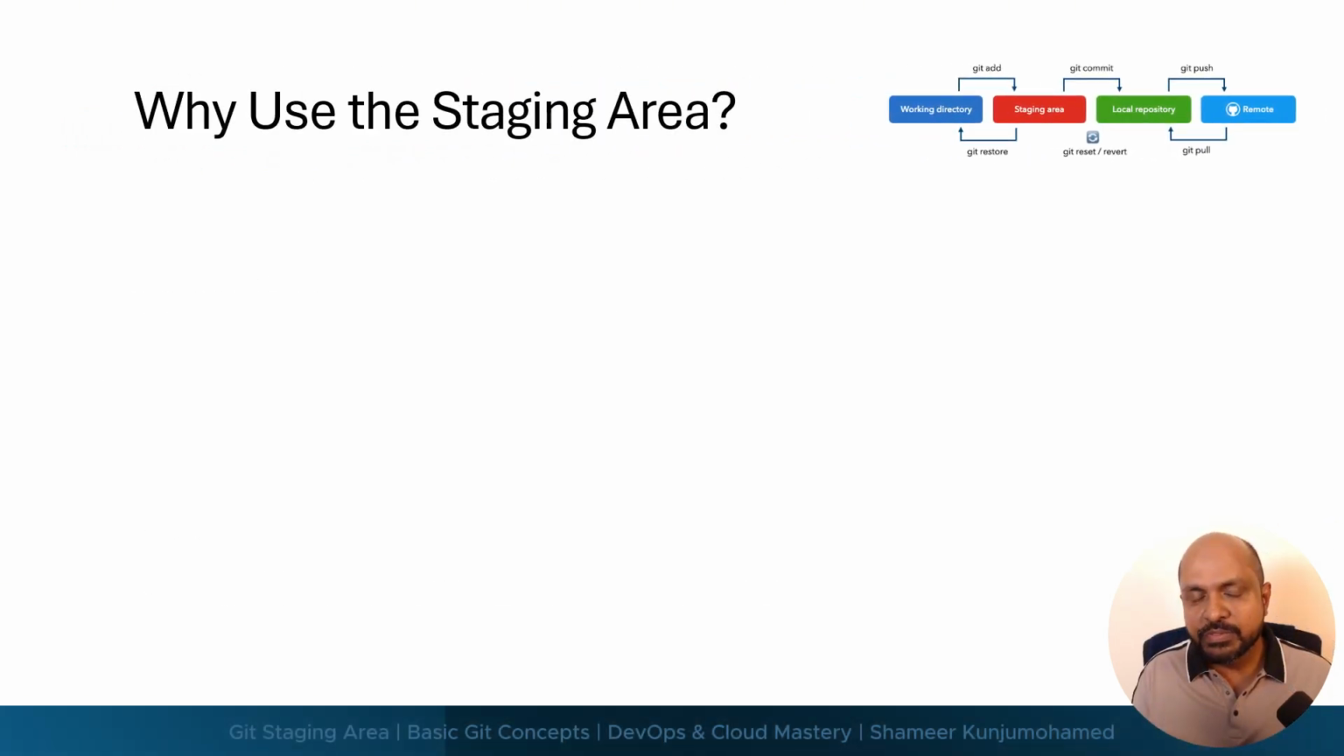Why should you use the staging area in your projects? The staging area is a fundamental aspect of Git that offers several key benefits, which enhance both the quality and the manageability of your commits. Let's explore why utilizing the staging area is crucial for effective version control management in your project.